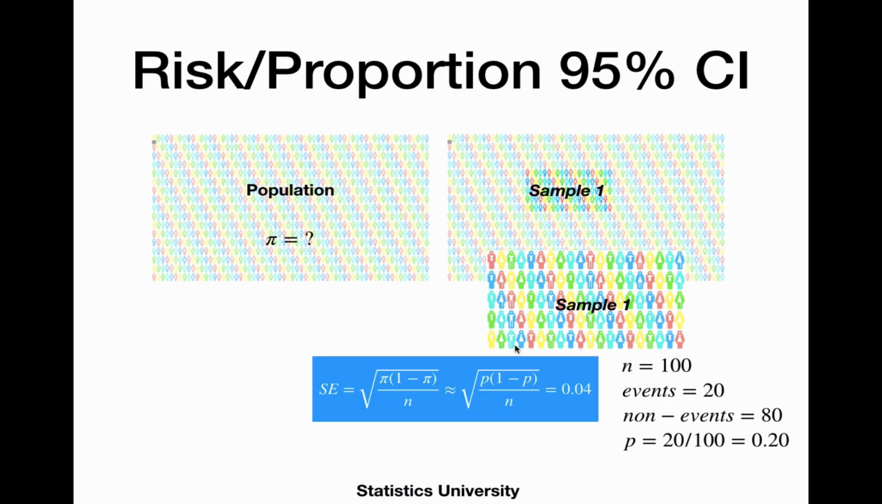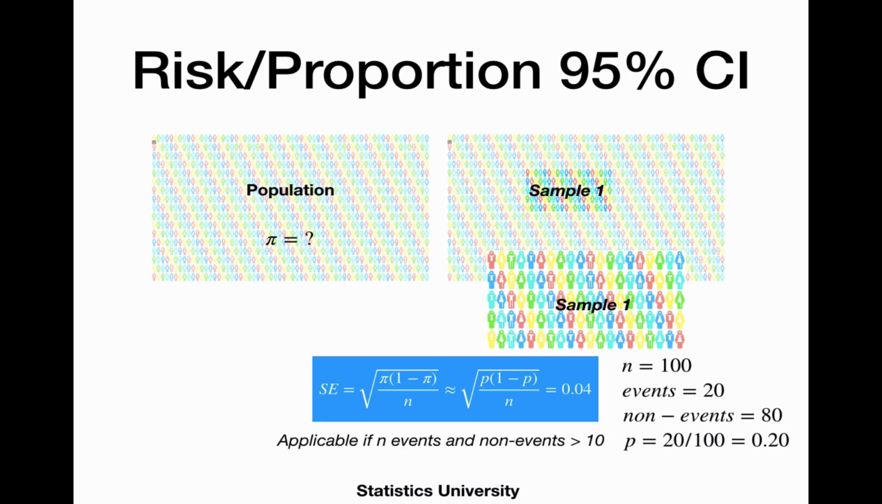In this case, we multiply the probability of an event with that of a non-event, and then divide that by the total number of observations and take the square root of it. In this example, where we studied 100 patients, we observed 20 events, and so 80 non-events. We estimate the probability of an event as 20%, and our standard error will be 0.04.